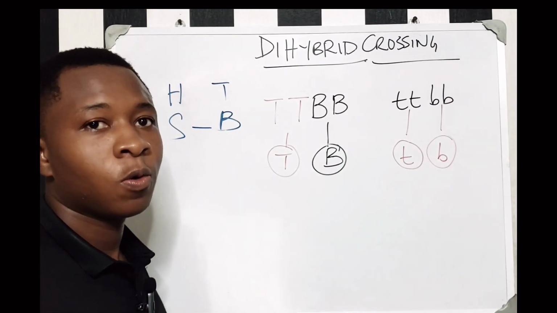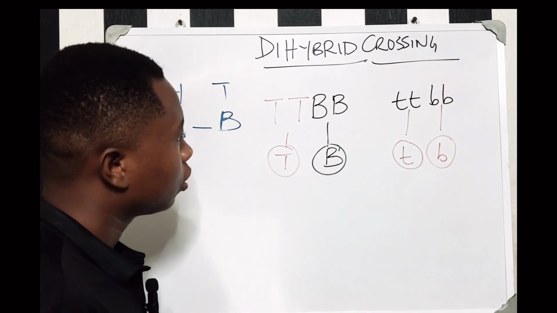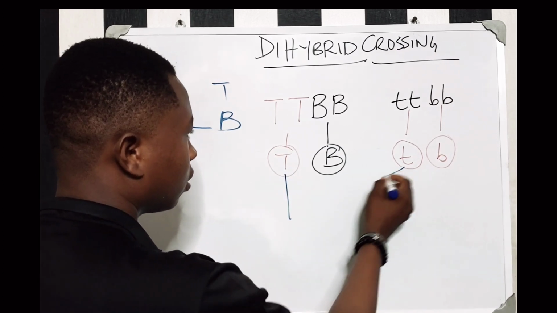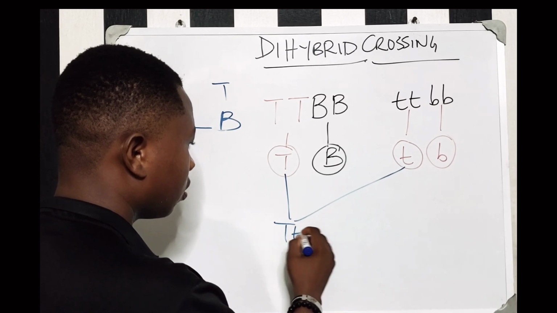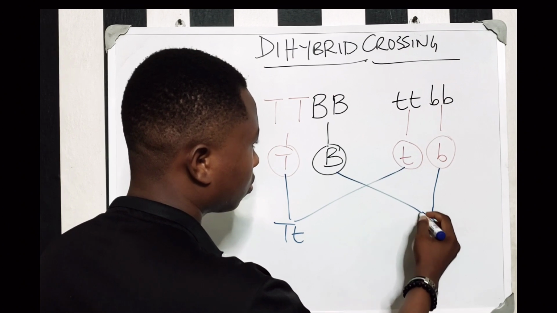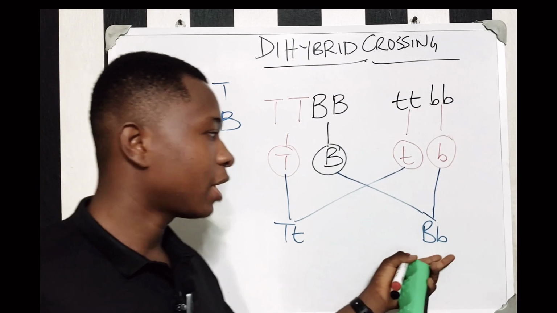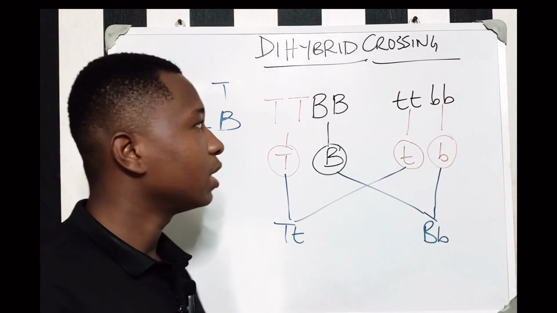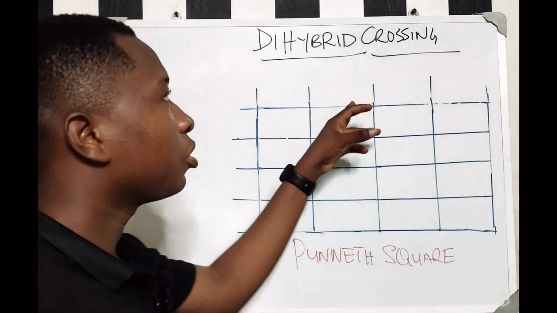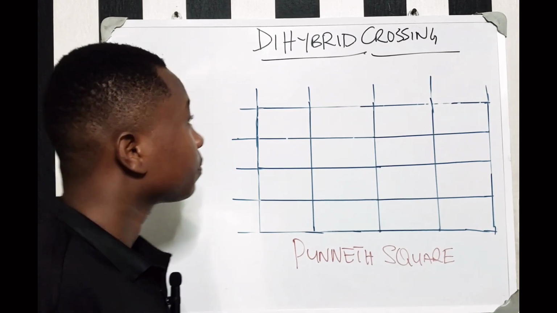So at this point, what we are going to do is carry out a cross. Now when we carry out a cross, what our product will be is this. So these are the genotypes we are going to be crossing now in the dihybrid cross. So this is the Punnett square method. Like you can see here, the Punnett square.